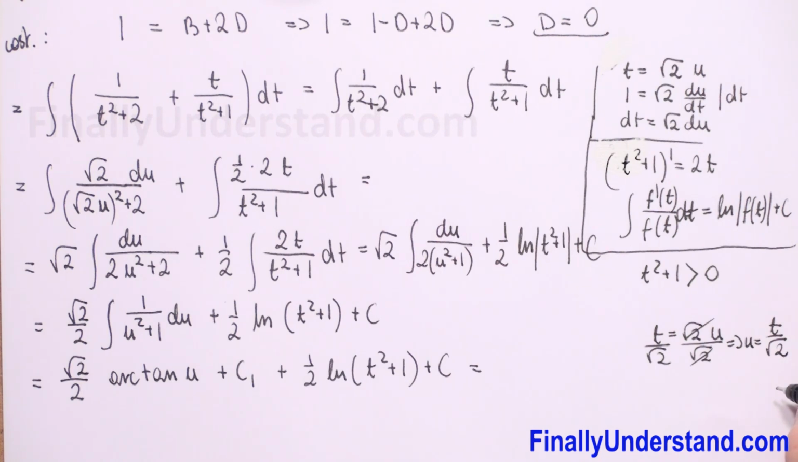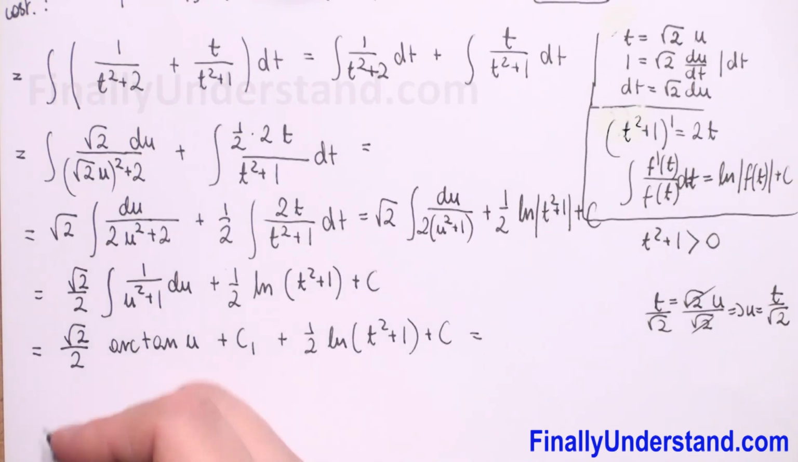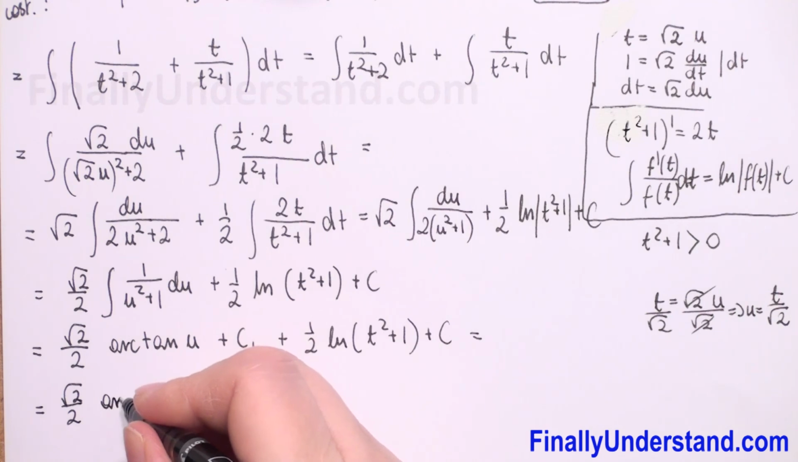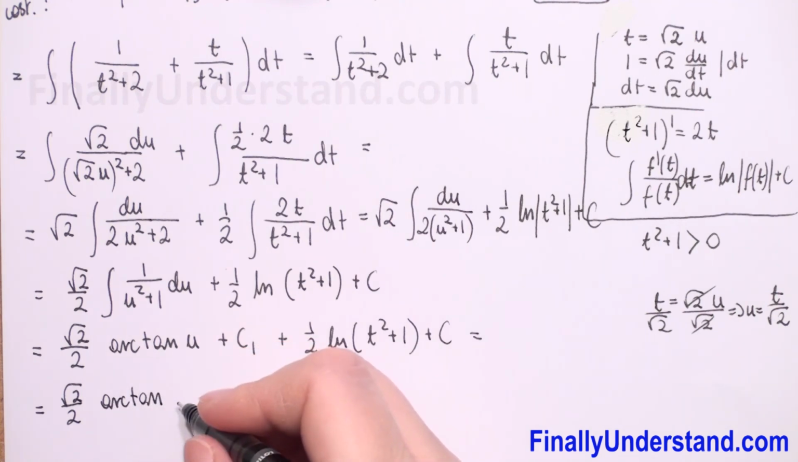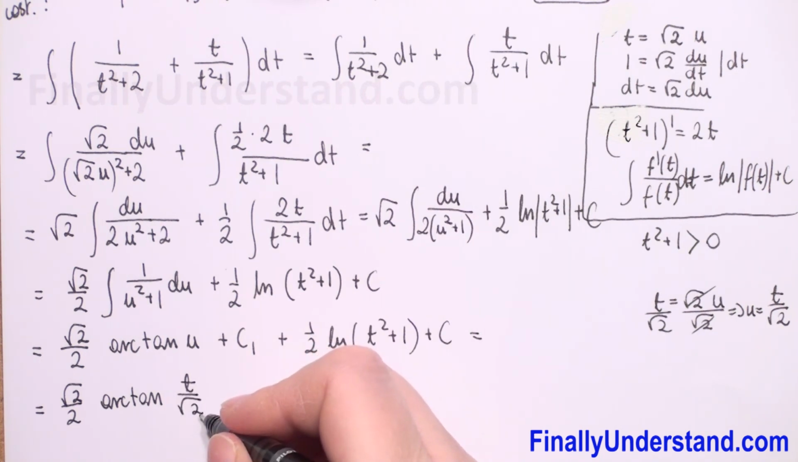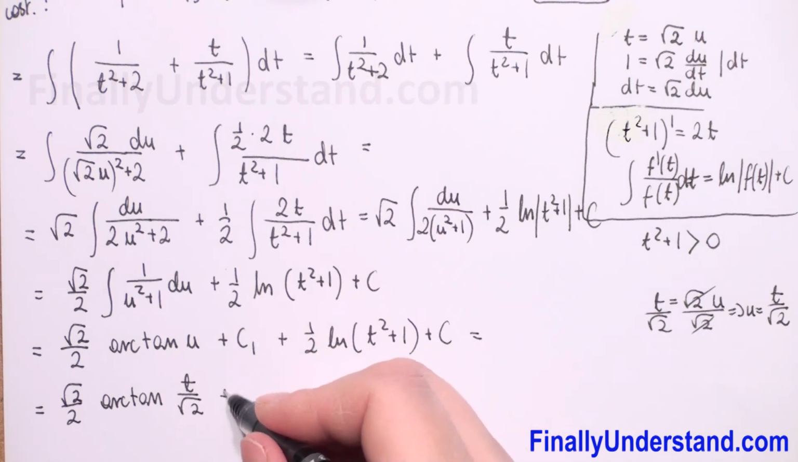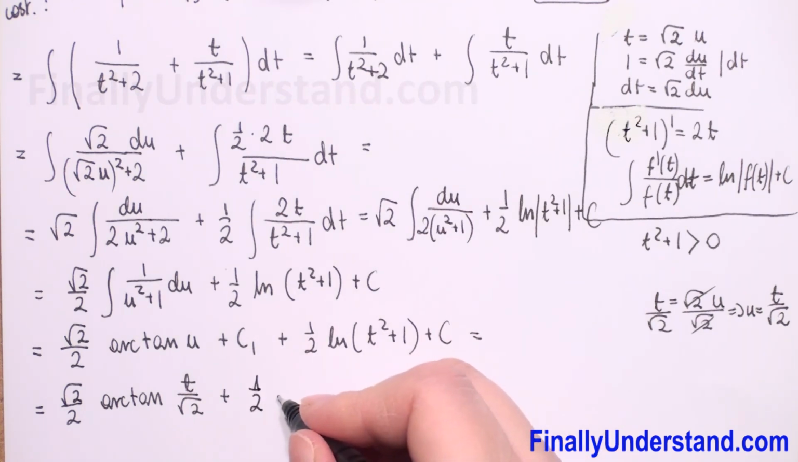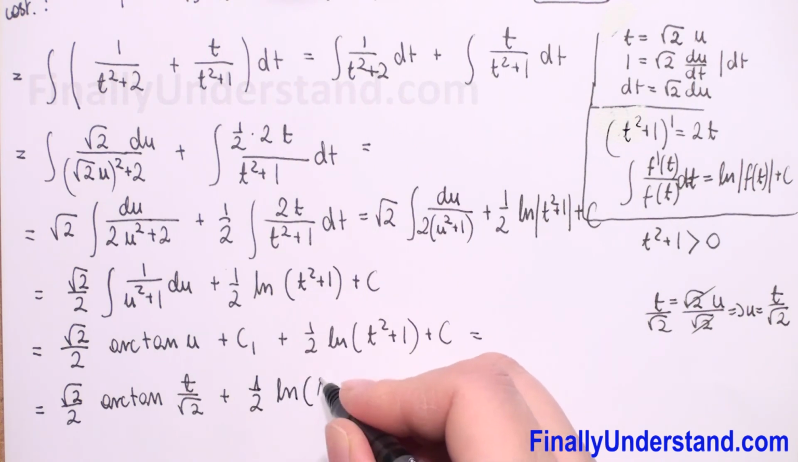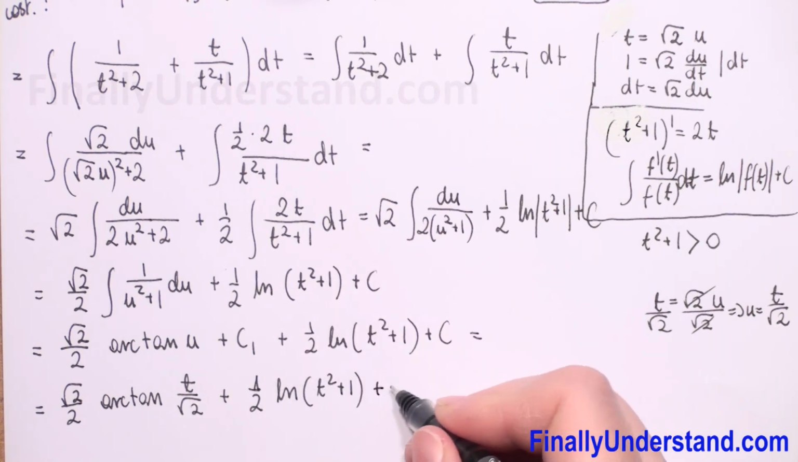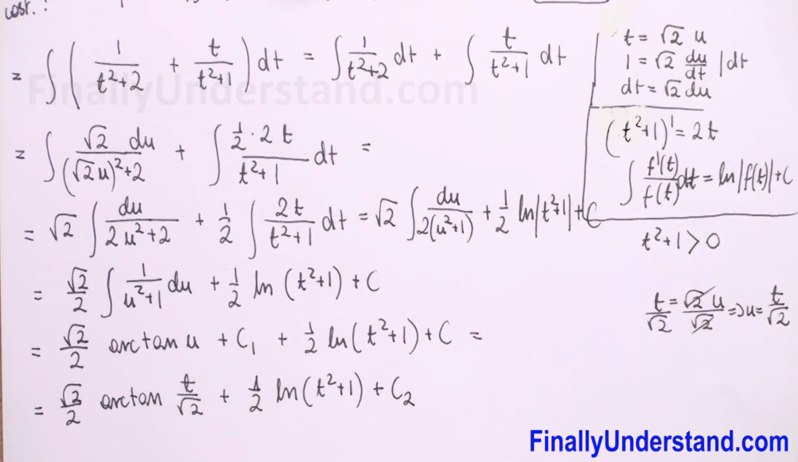So now we will come back to our substitution, and we have square root of 2 over 2 arctangent of t over square root of 2, plus, next we will put the expression with the logarithm. So we have 1 over 2 natural logarithm of t squared plus 1, plus constant c plus c1, so I can put c2. This is my solution.